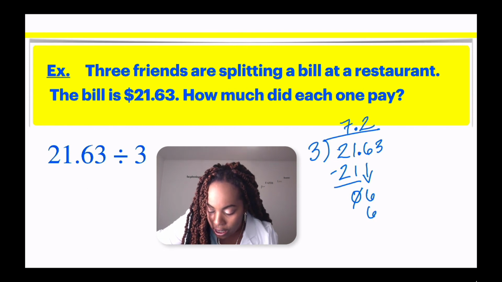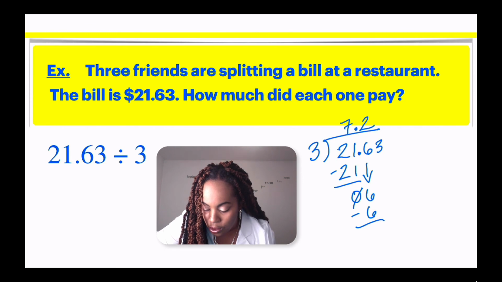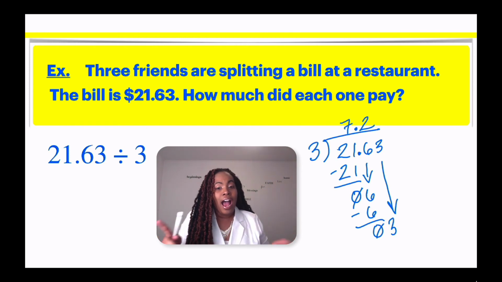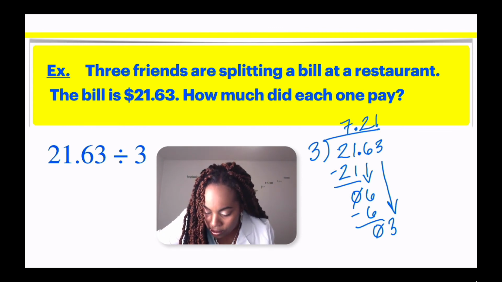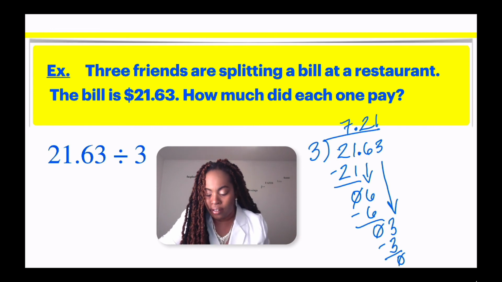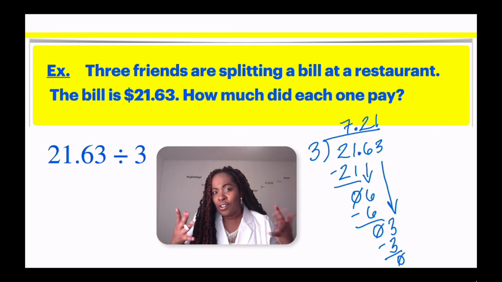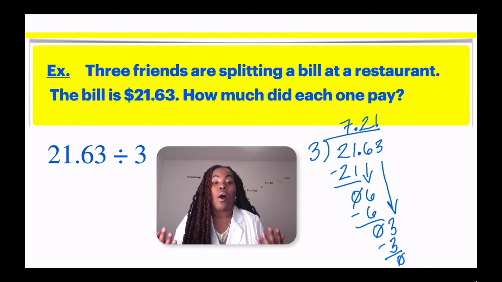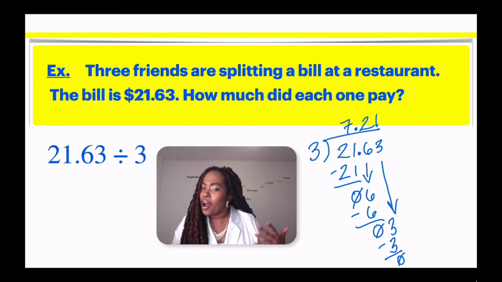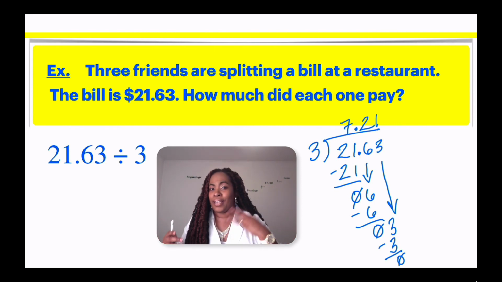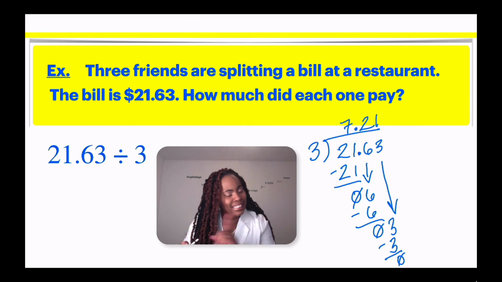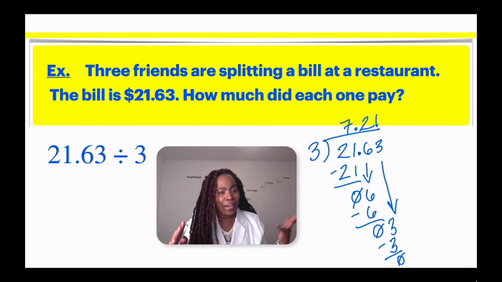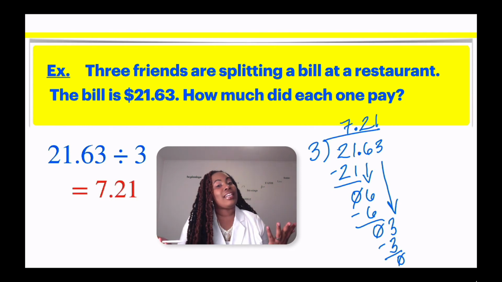How many times is 3 going into 2? Obviously 3 is bigger than 2, so it's not going to go into that. But we can do 3 into 21, and that's 7 times. So 7 times 3 is 21. Once we subtract, there's nothing, but we can bring down that 6. How many times does 3 go into 6? That is 2. We put our 2 at the top and subtract, because 3 times 2 is 6, so we end up with 0. Now we bring down our last number, which is 3. 3 goes into 3 one time, and 3 times 1 is 3. We subtract, and we don't have a remainder, so that's a 0 at the bottom.